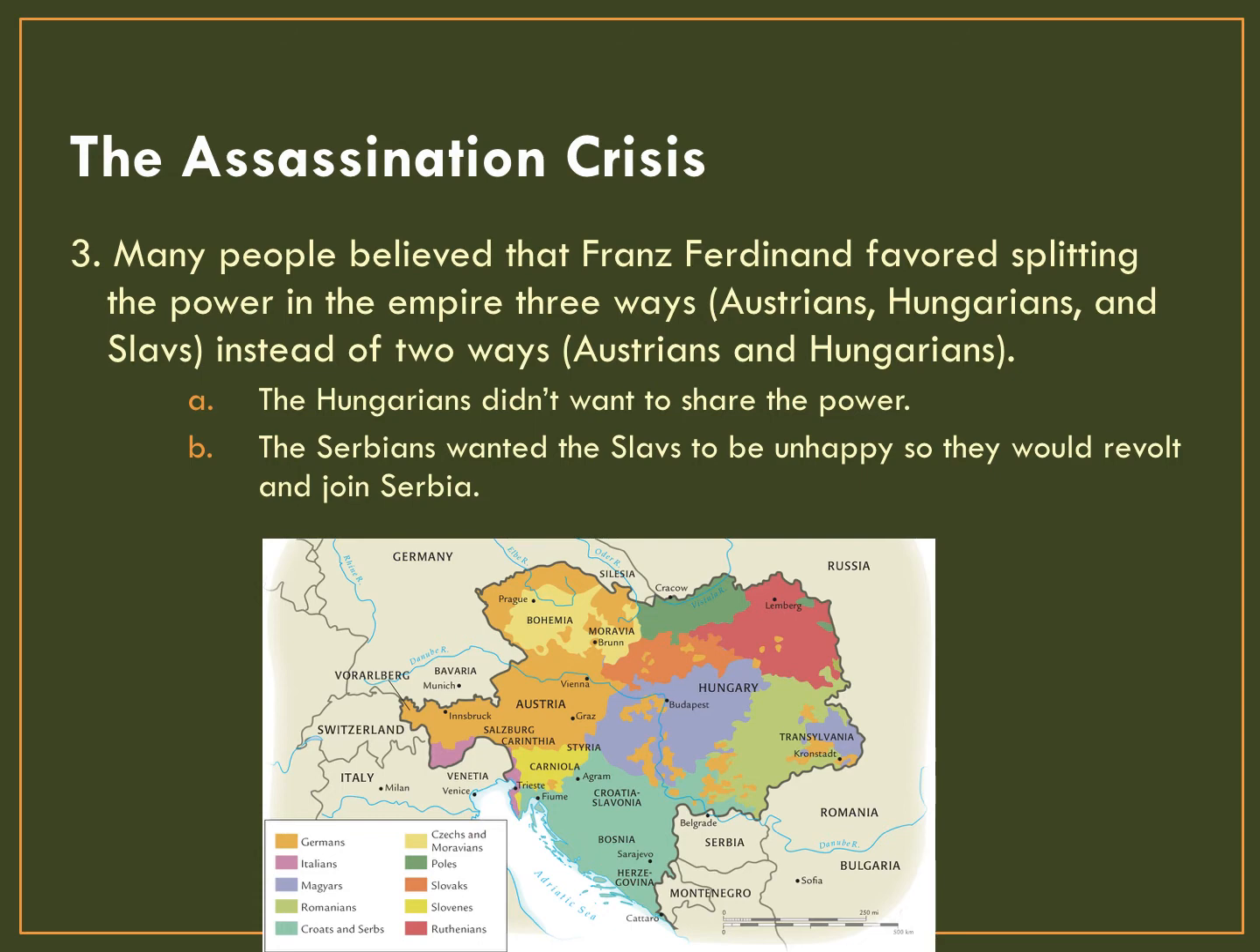Unfortunately, the Hungarians didn't want to share power, and this upset Serbia, which was its own country, and you can see it just to the south of the Austro-Hungarian Empire. Serbia wanted the Slavs in the Austro-Hungarian Empire to separate from Austria-Hungary. So they wanted the Slavs in the empire to be unhappy so that they would revolt and join Serbia. The problem for Serbia is that if Franz Ferdinand is successful and gives the Slavs more power, then they're not going to want to break away and join Serbia. That goes against what Serbia is working towards as well.